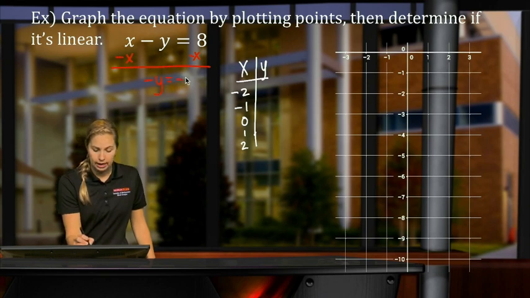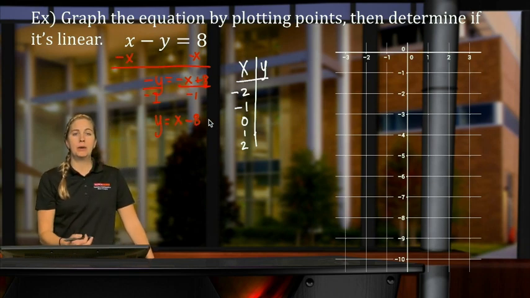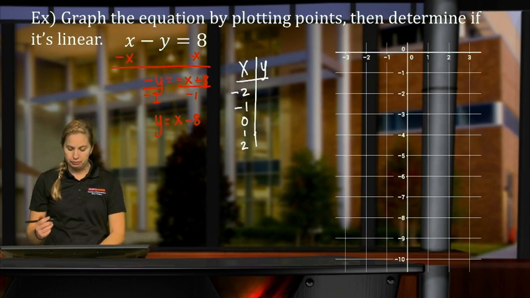-y equals -x plus 8. Divide everything by -1. We get y is equal to -x divided by -1 is +x, and +8 divided by -1 is -8. So now we have an equation where y is isolated. It's going to be easier to solve for y when it's all by itself.